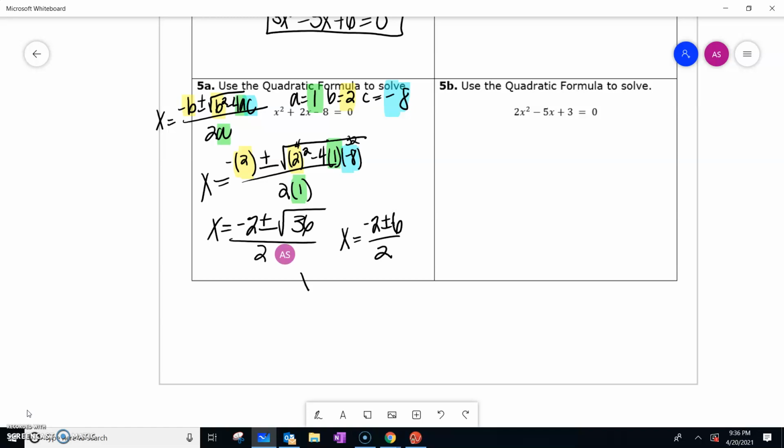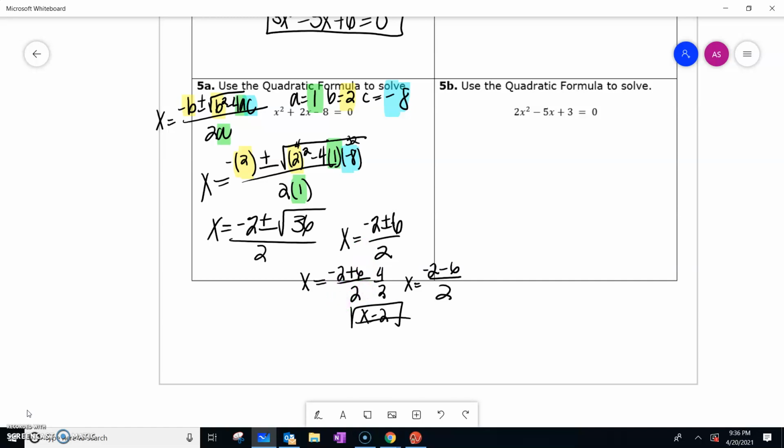So one of my solutions will be with the plus sign. So I have x equals -2 plus 6 over 2. And then I have x equal -2 minus 6 over 2. Okay, so here, the first one is going to turn into 4 over 2, which means that x is equal to 2.